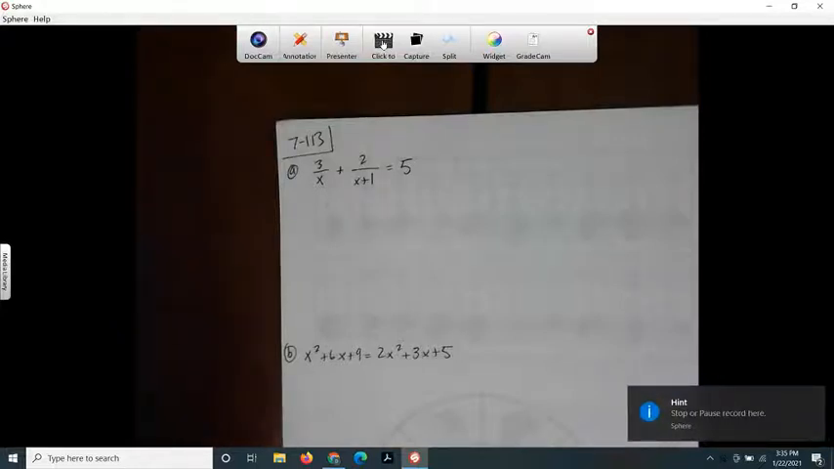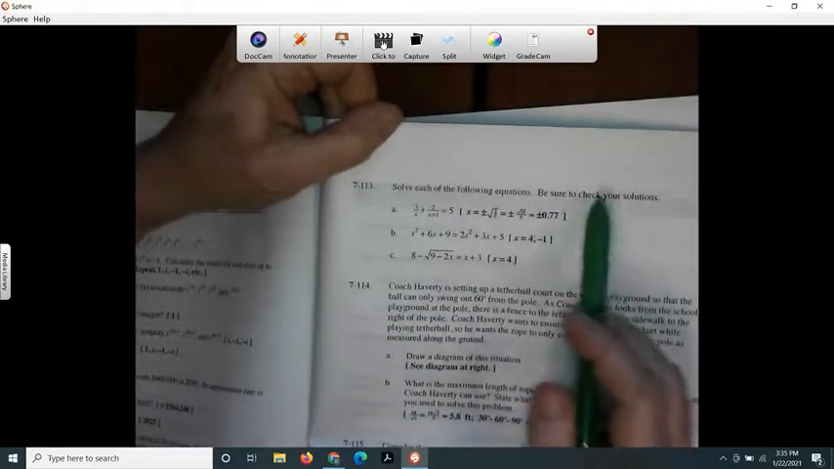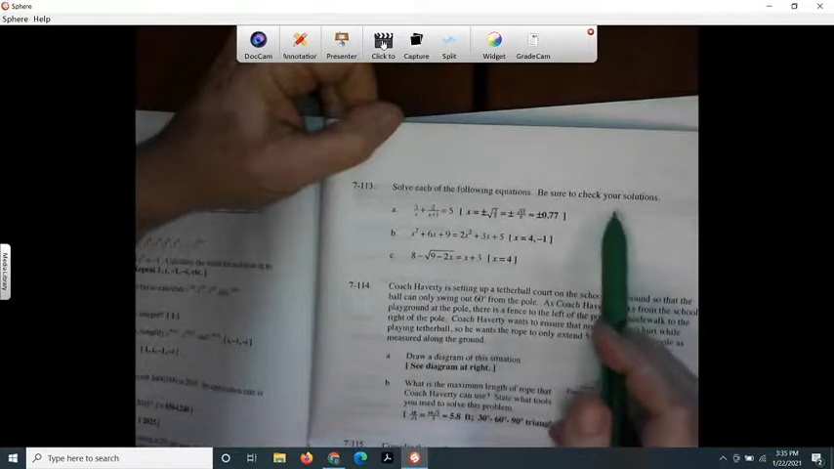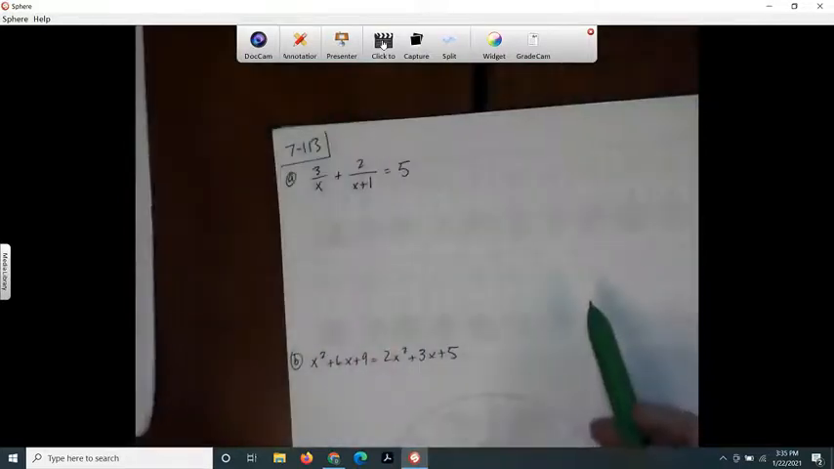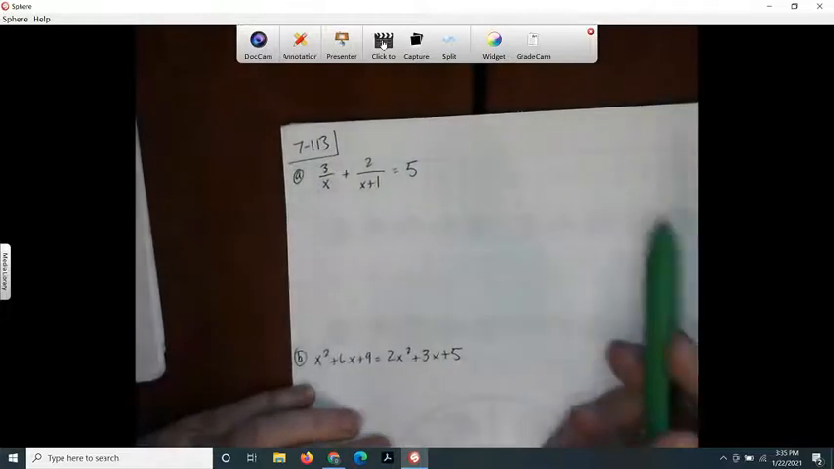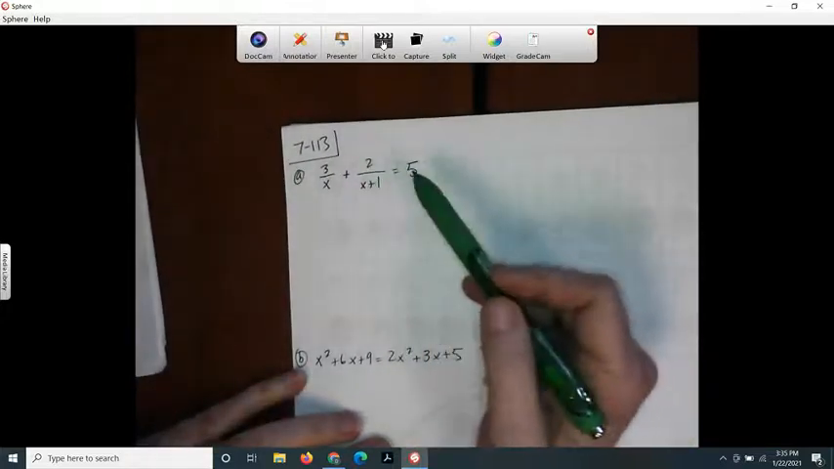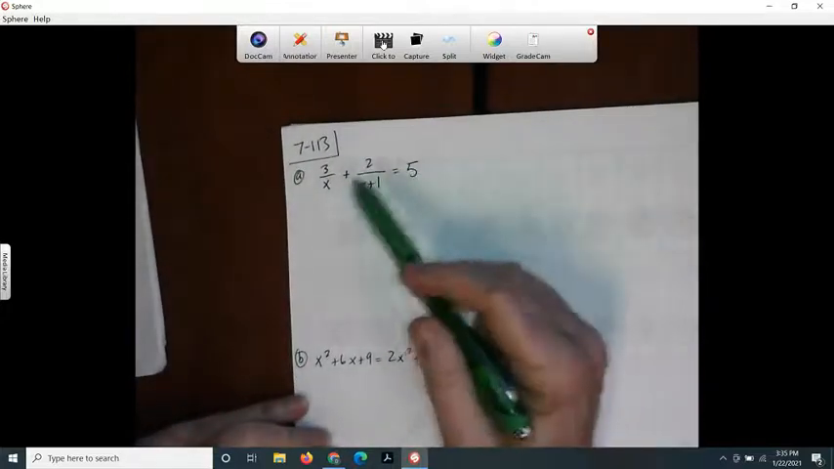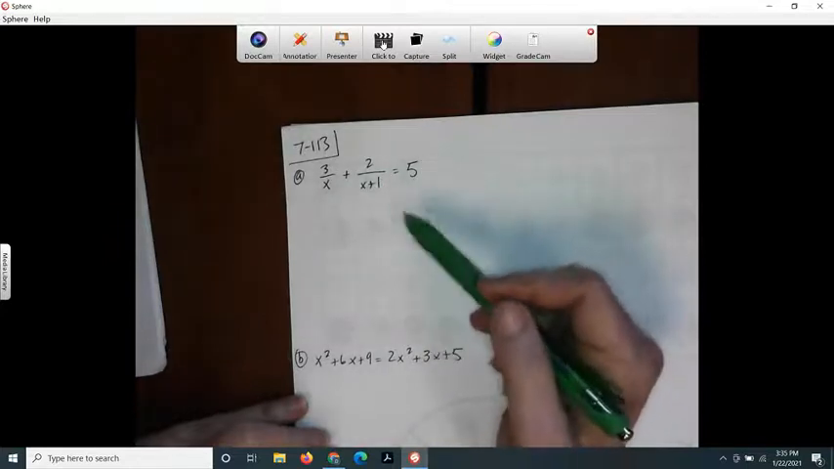Here's Integrated 3, and it's problem 7-113, and it says solve each of the following equations and be sure to check your solutions. So remind me to check my solutions. So to solve this, I would want to eliminate the fractions. So I do my fraction busting.